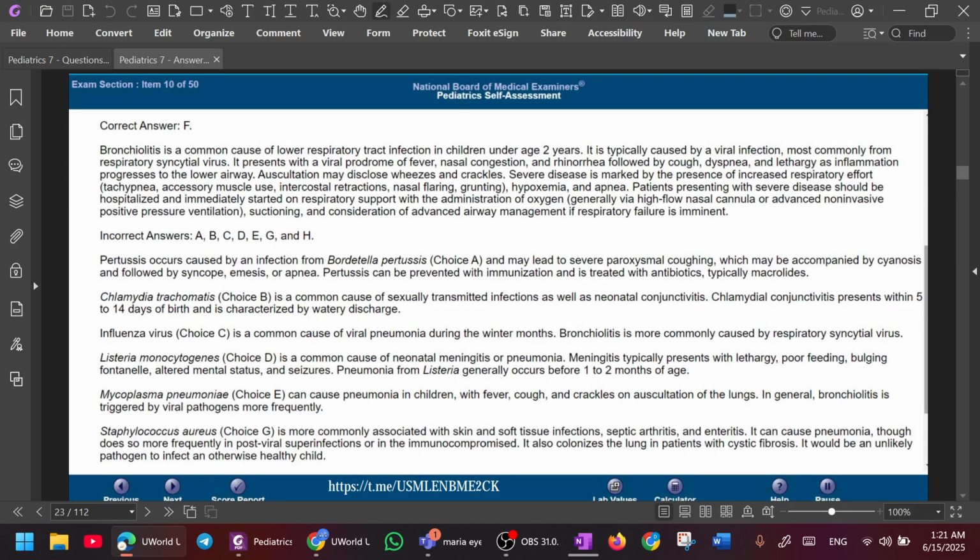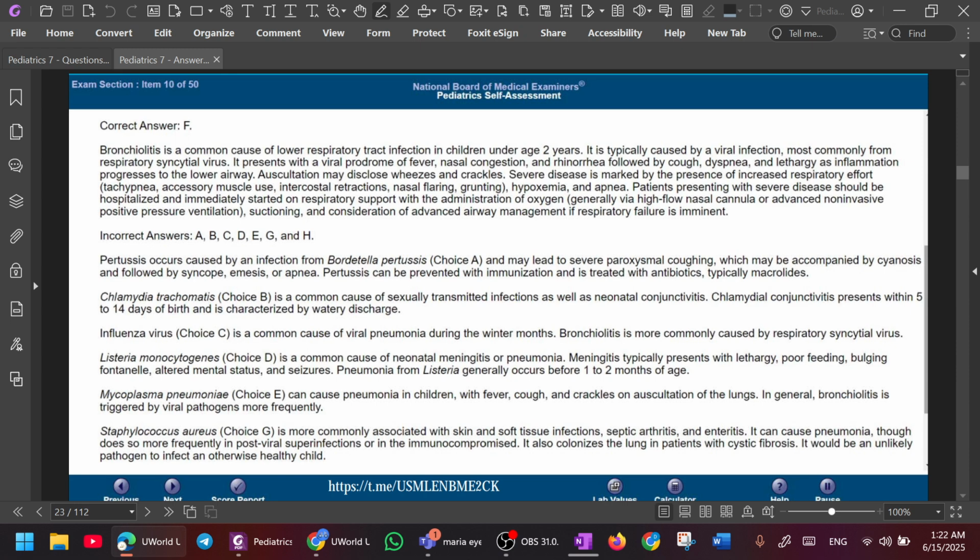Influenza is a common cause of viral pneumonia during the winter months. Bronchiolitis is more commonly caused by RSV. It's not staph aureus, which is more commonly associated with skin and soft tissue infection, septic arthritis, and enteritis. It can cause pneumonia, though more frequently in post-viral superinfection or in immunocompromised patients. It also colonizes the lung in patients with cystic fibrosis. It would be an unlikely pathogen to infect an otherwise healthy child.